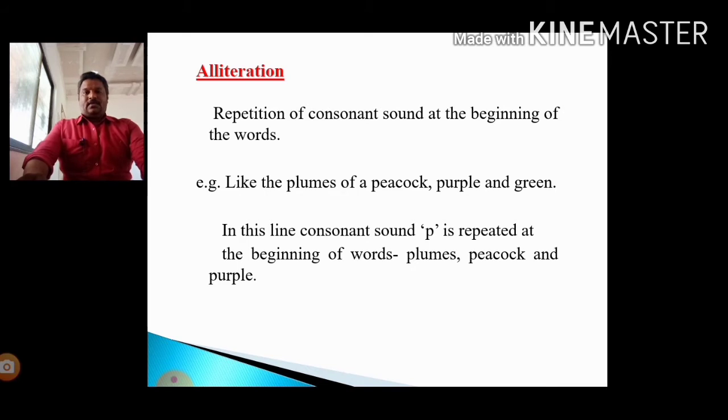That is alliteration. For example, here we have an example. I would like to read the line of the poem. Like the plumes of a peacock, purple and green. In this line, you will find the consonant sound p has been repeated at the beginning of the words plumes, peacock and purple. This is an example of alliteration. Once again, I tell you, alliteration is repetition of consonant sound at the beginning of words.